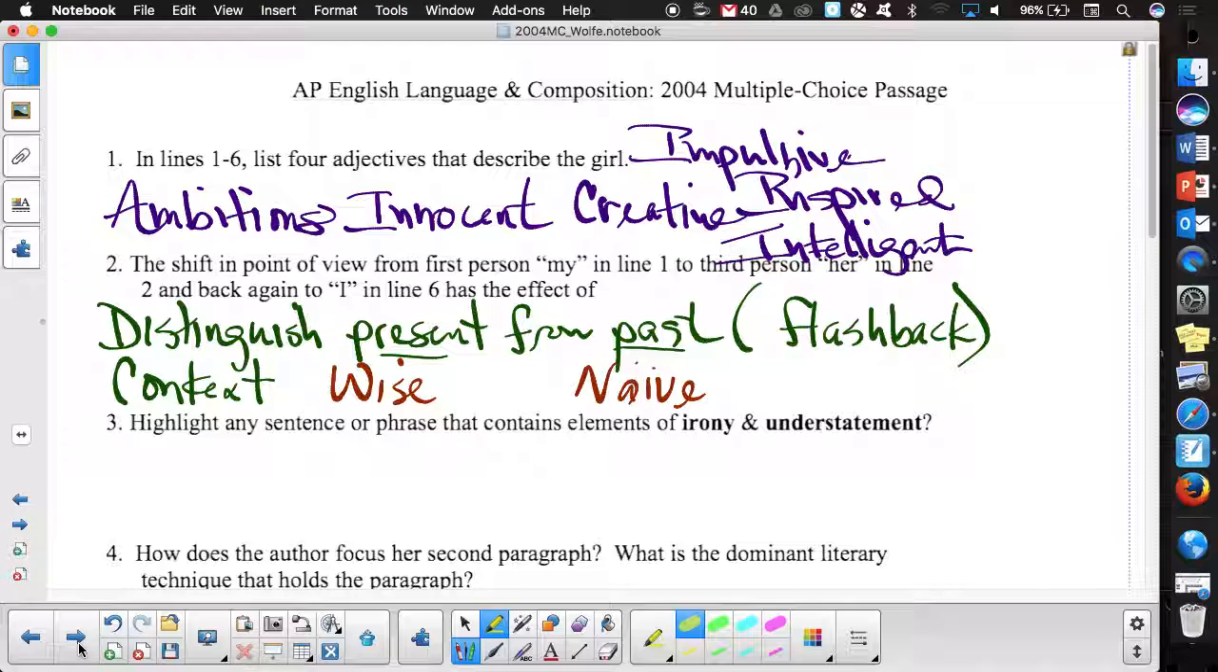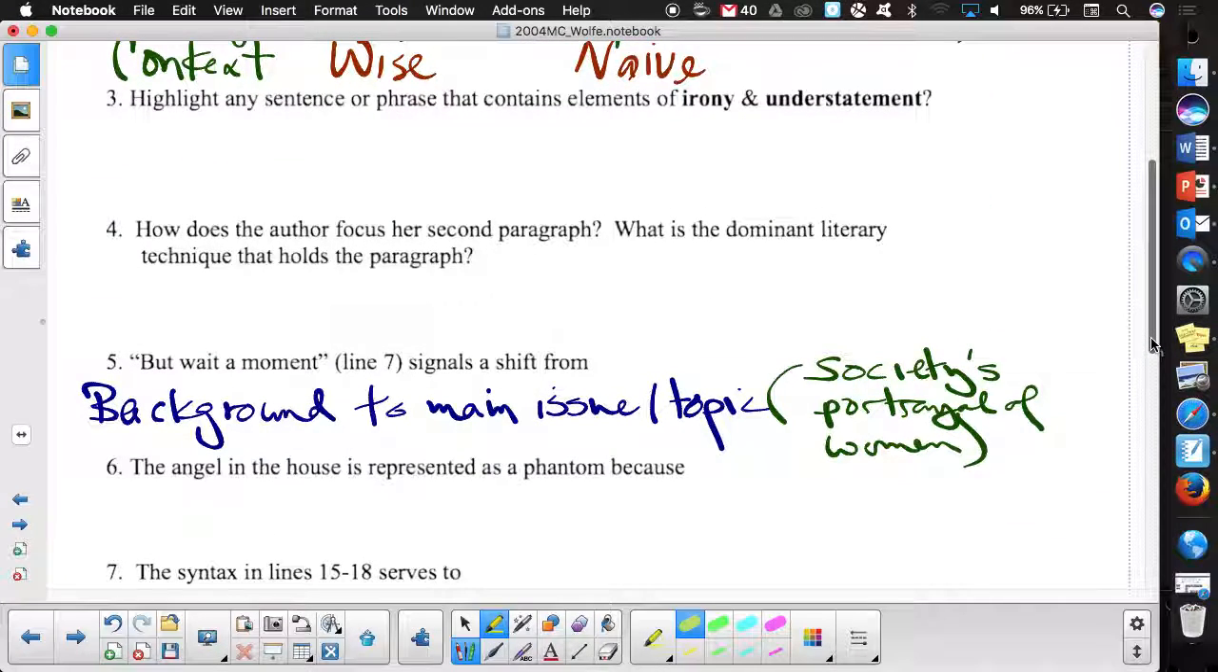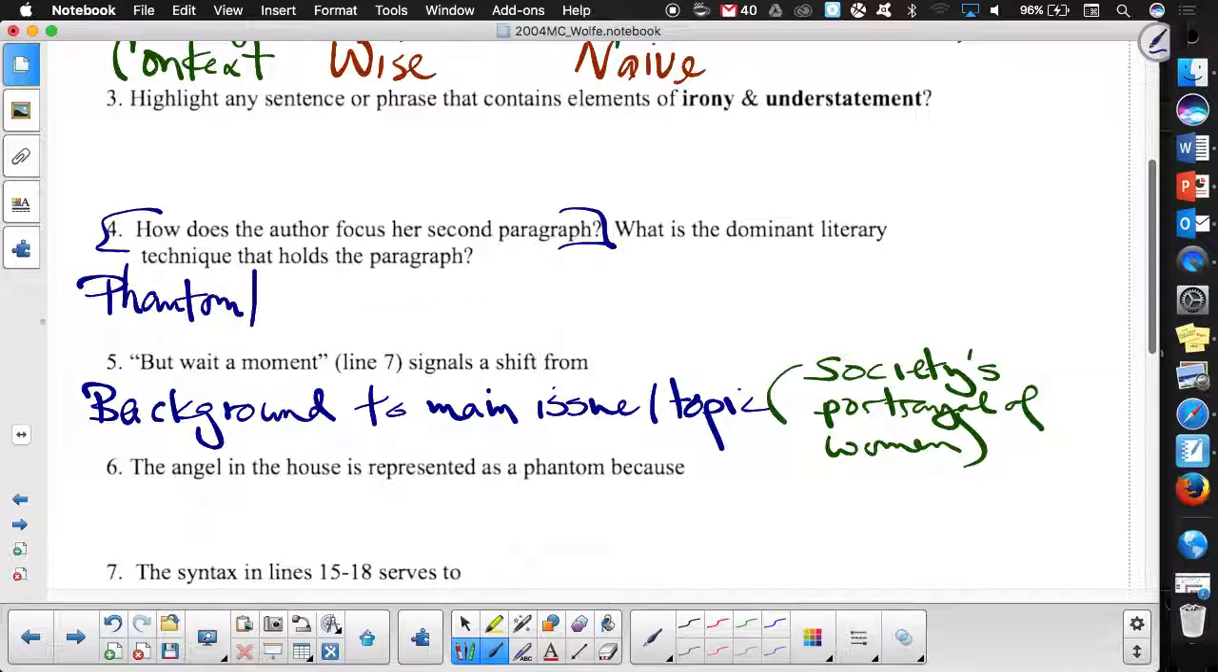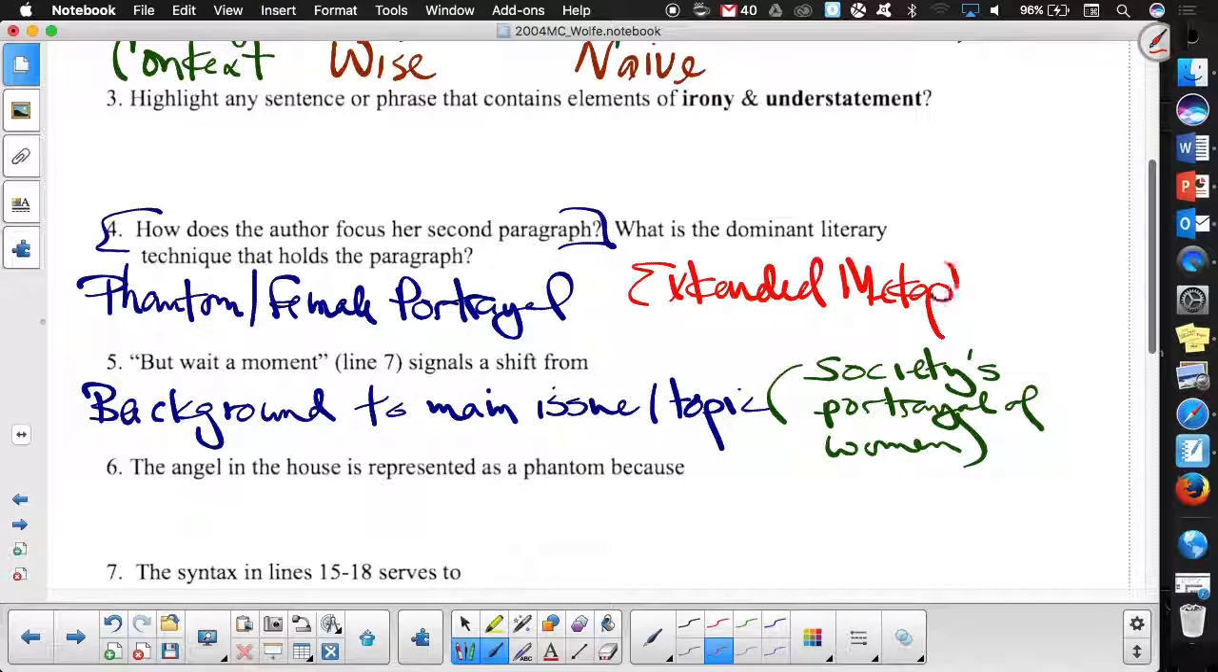Okay, Allie, we're coming to number 4 now. Boom, we're here. How does the author focus her second paragraph? What's the dominant literary technique that holds the paragraph? So this part first, what's the main issue that we're looking at? I know we've already started to state this, but subject matter. Phantom of society, the portrayal of women. From a literary technique standpoint, what's holding that paragraph primarily together? Extended metaphor, the phantom itself. Mm-hmm. No issues there.